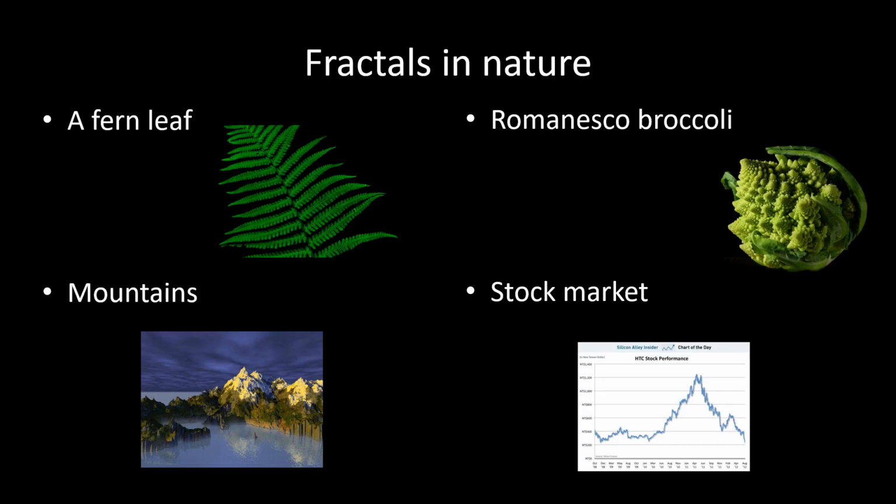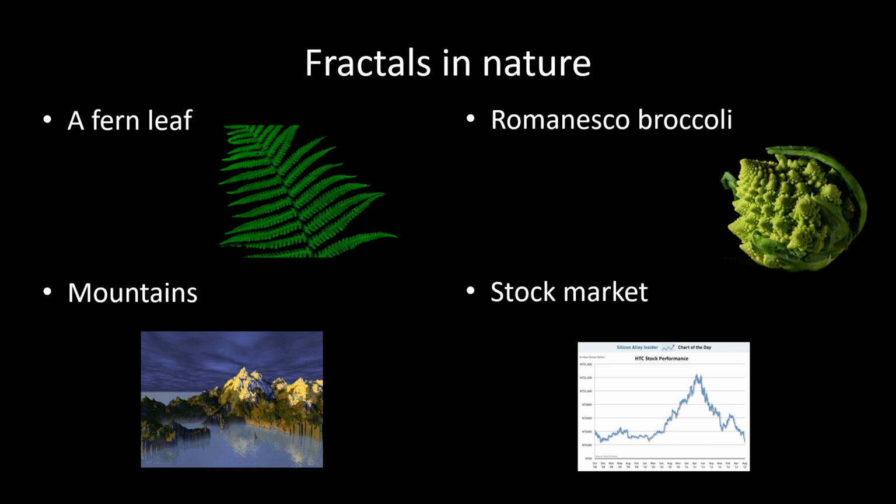There are lots of fractals that you would see in nature. Some of the very first animals were essentially developing in a fractal way before we got our bilateral symmetry. Other than the fern leaf and the really cool vegetable called Romanesque broccoli, there are fractals in things like mountains and stock markets. How would you see fractals there?